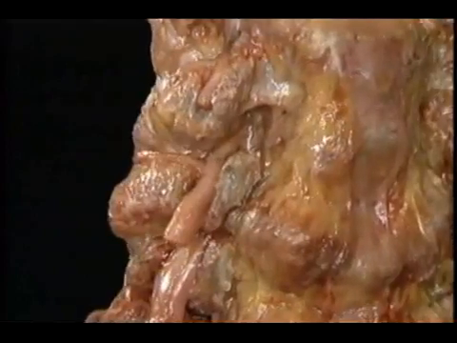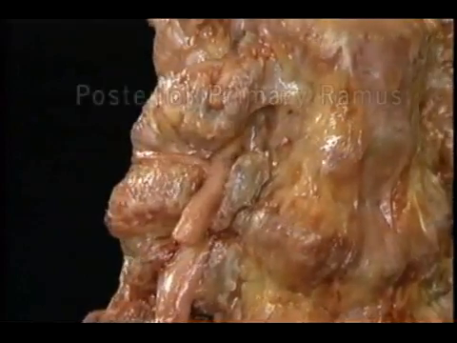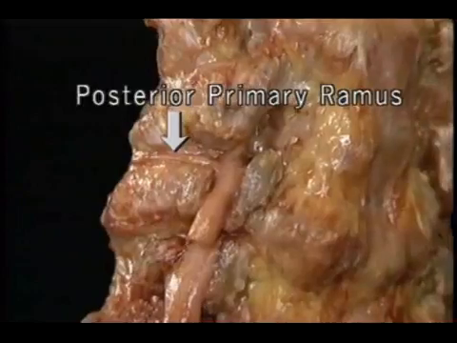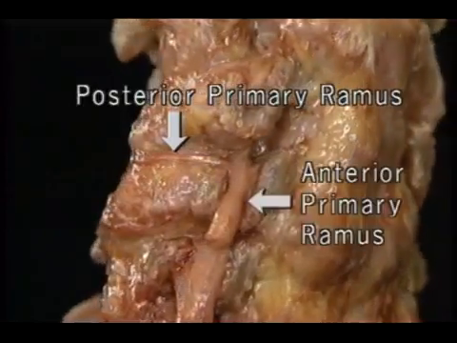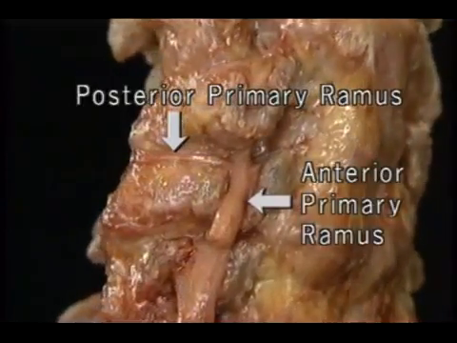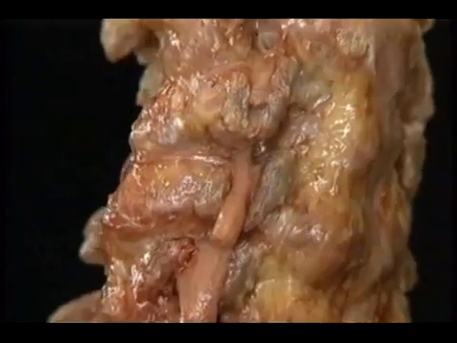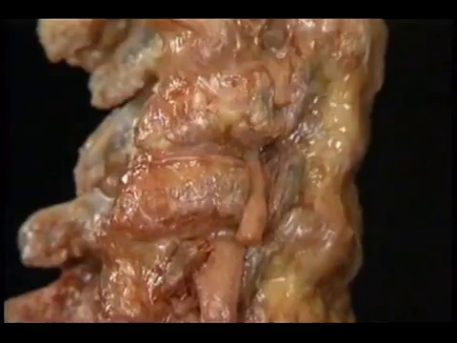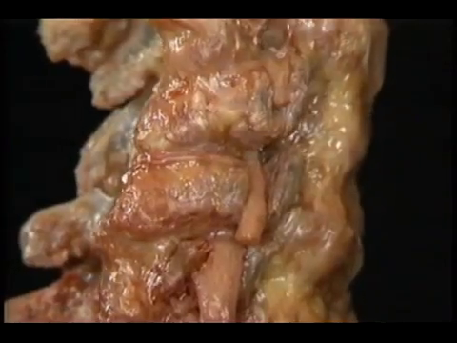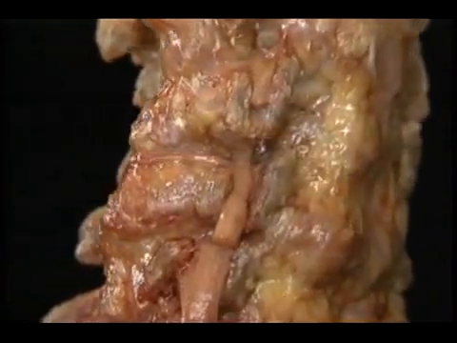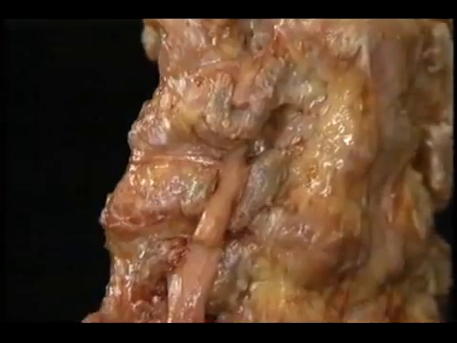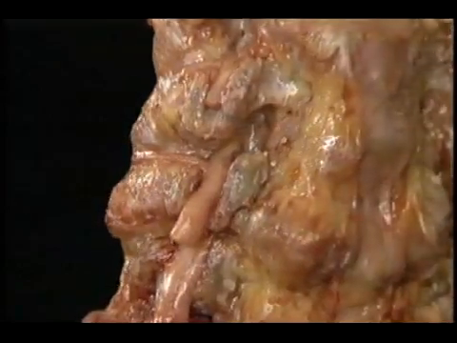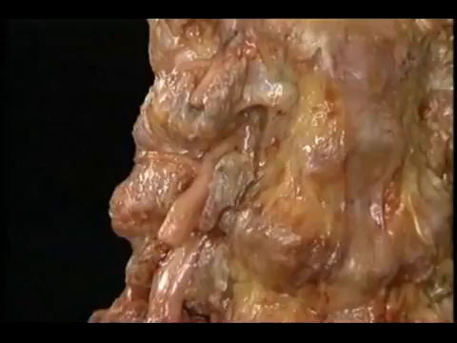As the spinal nerve emerges, it divides into this small posterior primary ramus and this much larger anterior primary ramus. The posterior primary rami of the spinal nerves pass backward to supply the muscles and skin on the back of the body. The anterior rami pass forward and laterally to supply all the rest of the body. This anterior ramus is an unusually large one.